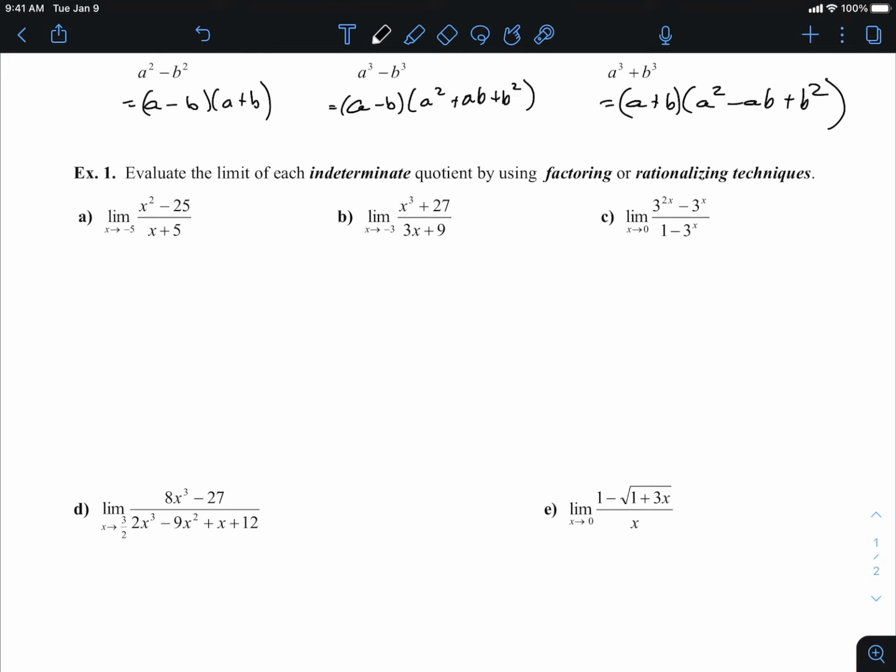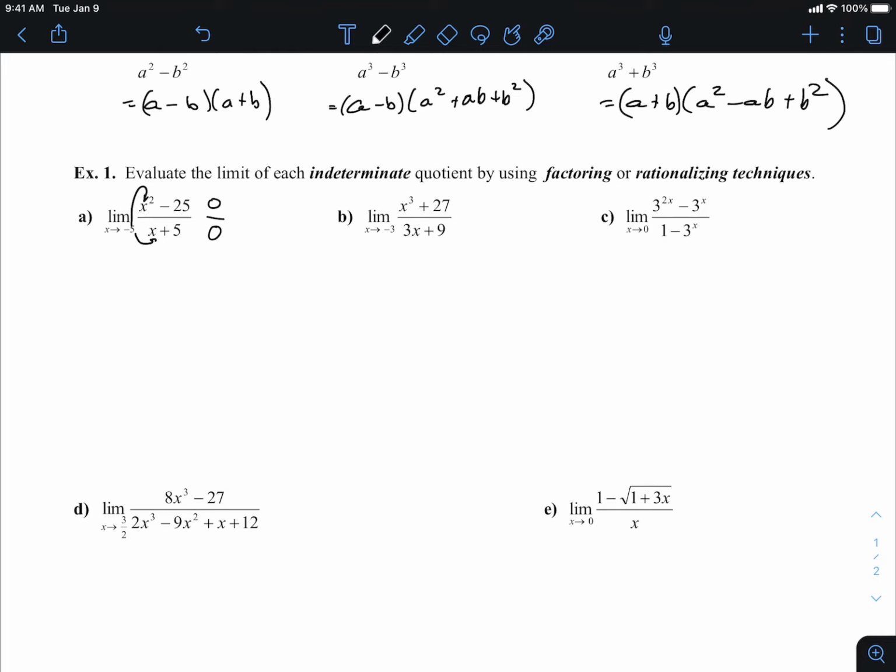If I were to just evaluate this limit right off the bat, and I plug the negative 5 in, well, negative 5 squared is going to be 25. Minus 25, well, that's going to be 0 over negative 5 plus 5, that's 0 over 0. What am I going to do with that? I can't do anything with it. I can't evaluate the limit of this function as it's written right now.